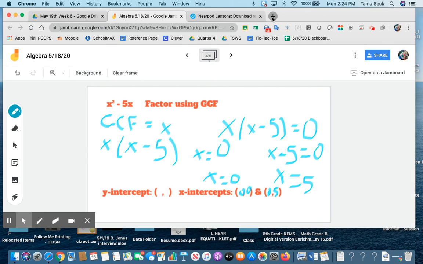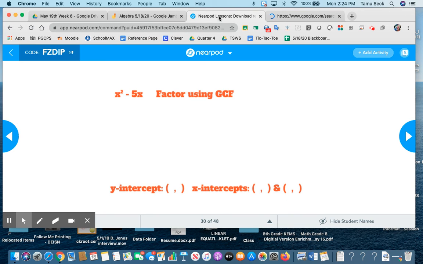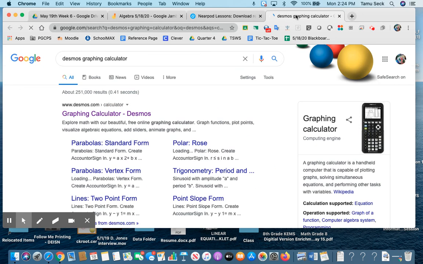So you can click on Desmos Graphing Calculator or go on the app on your phone. And we're going to type in x times the quantity x minus 5 equals 0. Or you could type in x squared minus 5x equals 0. So we're going to go into Desmos Graphing Calculator.